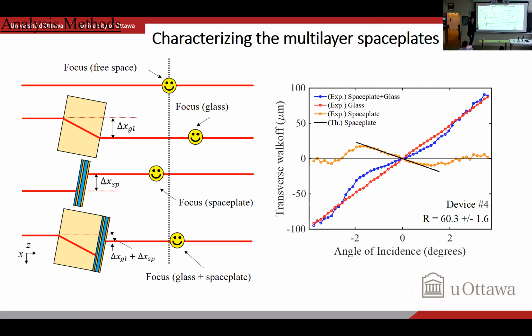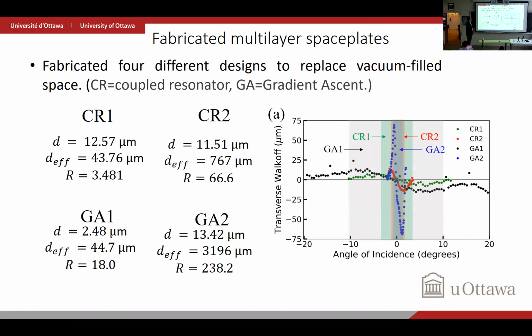So that's an example of what we did, but we did it for all sorts of different designs. And they work for different angular ranges, and the slope basically tells you what R would be, that ratio of how much space you're replacing to the space that your plate is taking up. And these plates are multi-layer stacks, so they're only on the order of microns thick, like 10 or so microns. And so these are all the different designs, and you can see they have different angular ranges, and they also have different slopes there. So we showed that it worked.